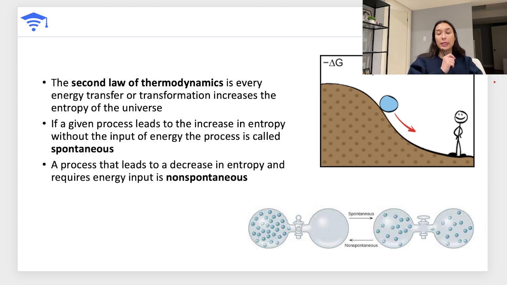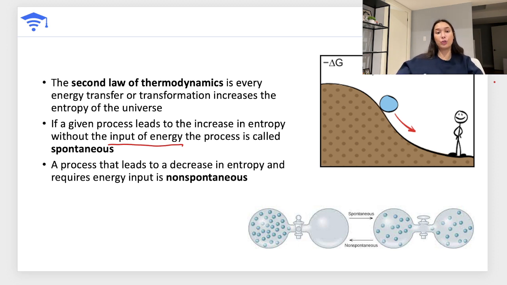So we're going to talk about spontaneous versus non-spontaneous reactions. Now, if a given process leads to an increase in entropy without the input of energy, the process is called spontaneous. Now, this is very important. It is the increase in entropy, but it does not need an input of energy. This might not be the proper scientific way to think about it, but I like to think of spontaneous reactions as reactions that happen on their own, right? You're not inputting any energy.